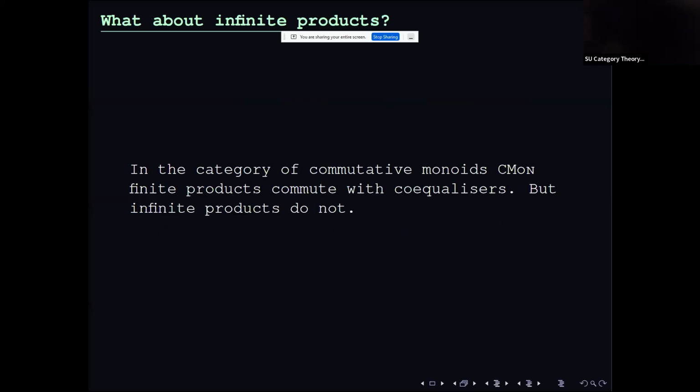Okay, so what I just want to talk about first is, what about the infinite condition? We're going to look at the finite condition, which we know we really only need to look at for binary products. So the binary product of two coequalizer diagrams being a coequalizer diagram. But what about the infinite condition? Is it true that if a category has finite products commuting with coequalizers, then so do infinite products? And the answer to the question is no.